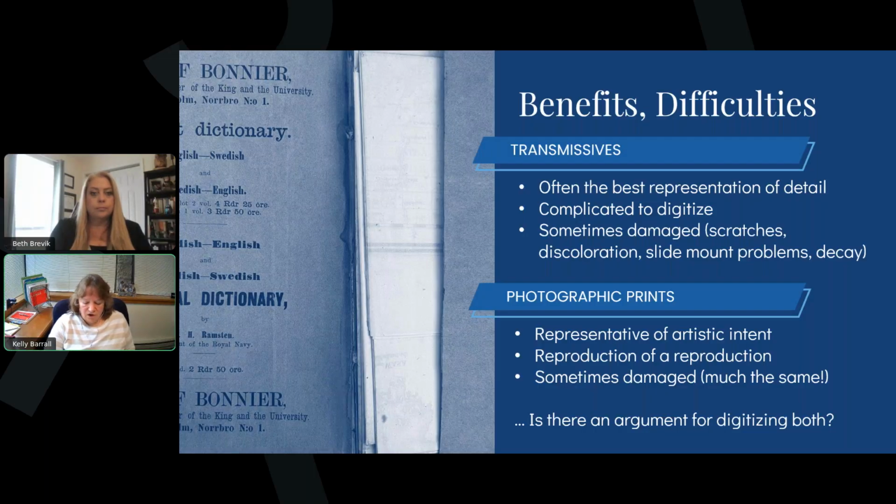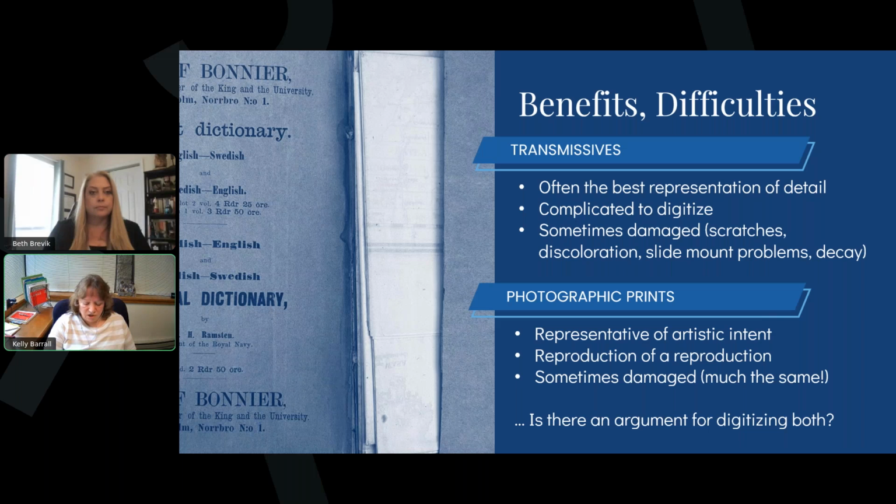So today we talked about transmissives and how they often provide the highest level of visual detail, but they can be difficult to digitize and may suffer from various forms of physical damage such as scratches, discoloration, issues with slide mounts, or general decay.